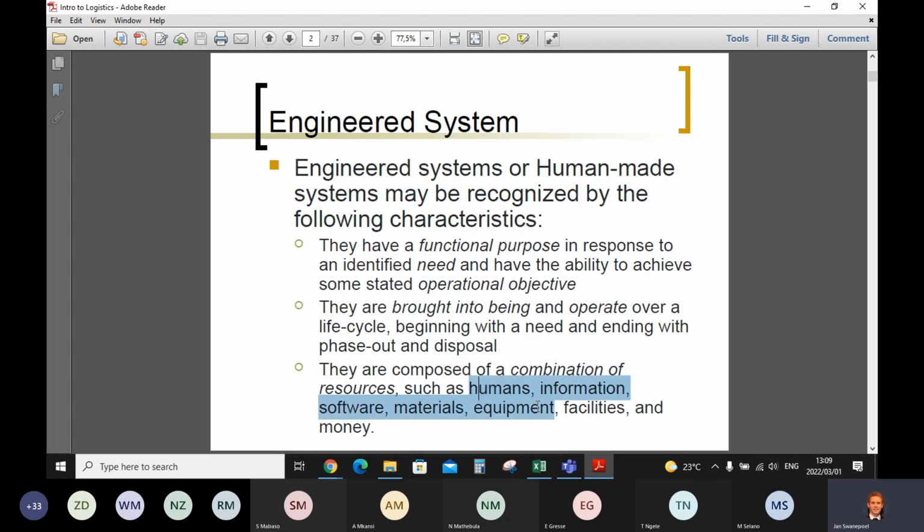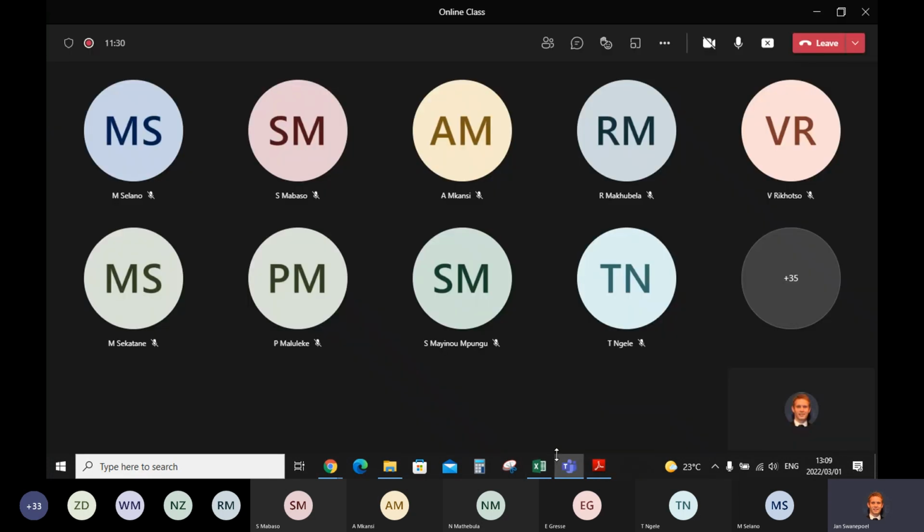So a combination of all of these components, especially in these days, or resources, forms our systems. So it's where the humans and the information and the software and the materials and the equipment meet, right? The facilities and money is also an important aspect.